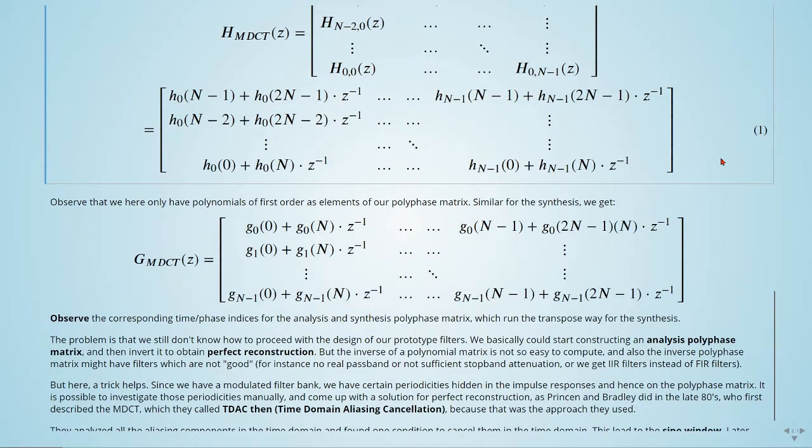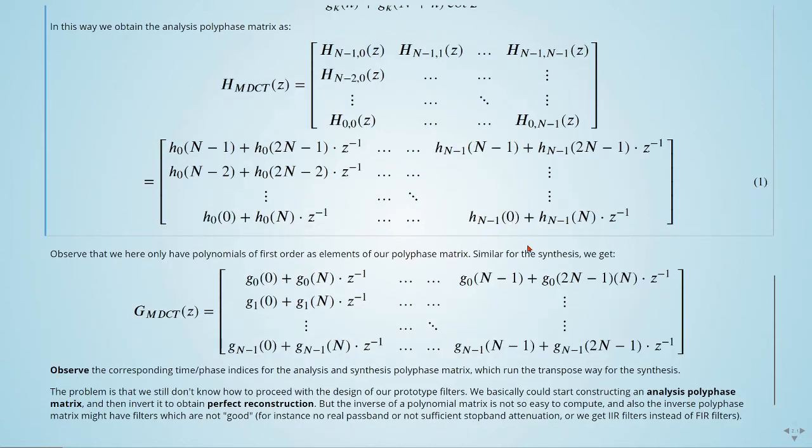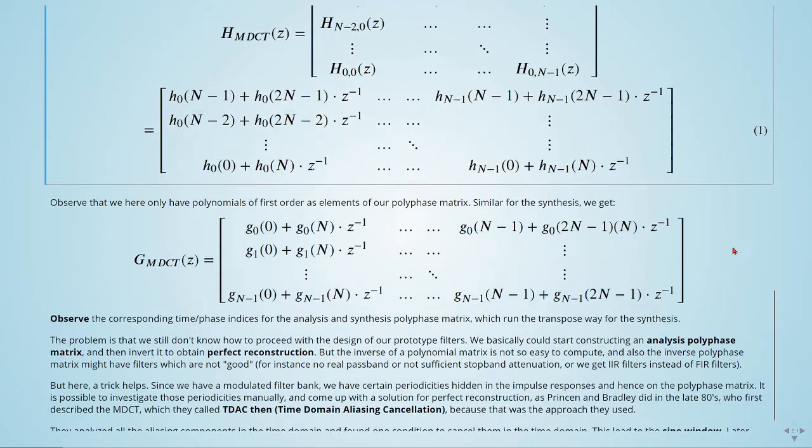The synthesis polyphase matrix is something similar, and we have here this synthesis polyphase matrix. So observe the corresponding time indices for the analysis and synthesis polyphase matrix, which run the transpose way for the synthesis. Here we have 0 and N, which is here, 0 and N. Here we have N minus 1, 2N minus 1, N, and we have N minus 1, 2N minus 1, N, and so on and so forth.